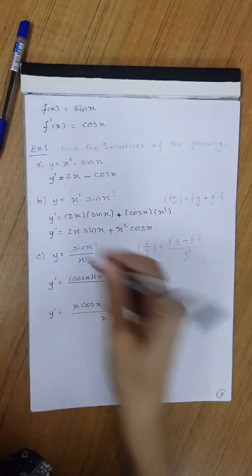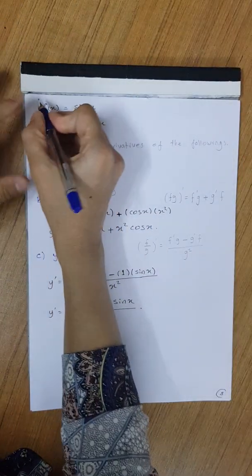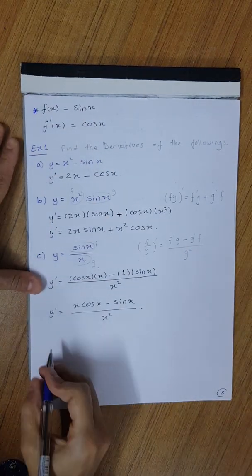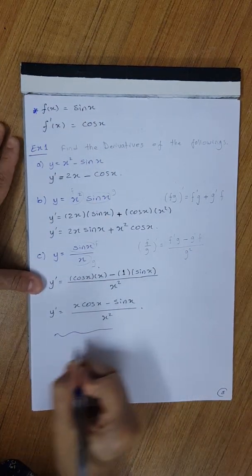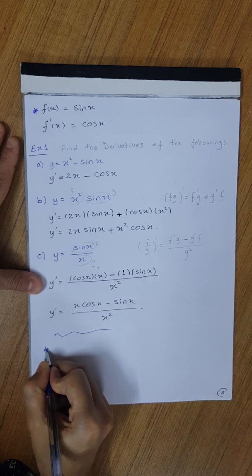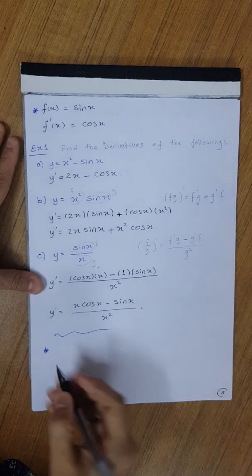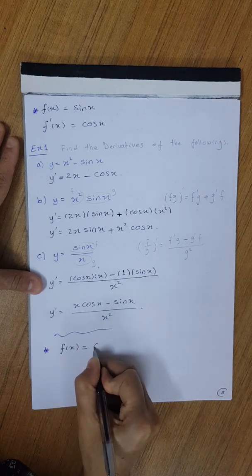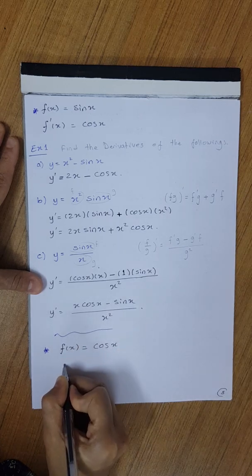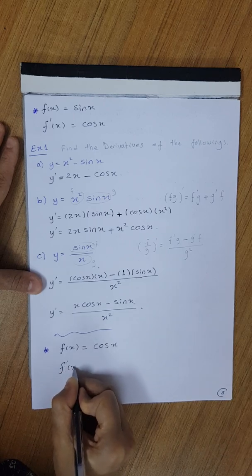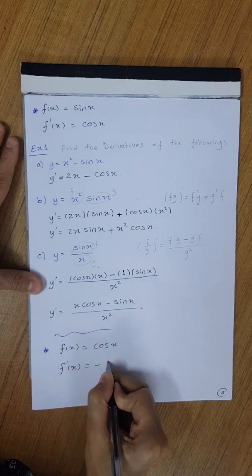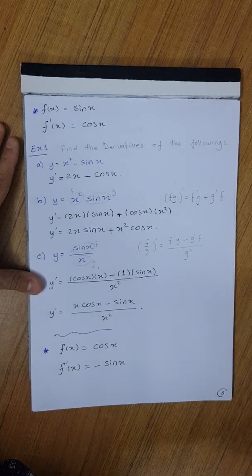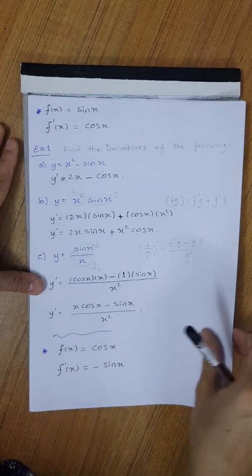So what have we studied? We have studied the derivative of sine function. Now we are coming to the derivative of cosine function. What is the derivative of cosine function? F of x, if it is given to you, that's equal to cosine of x. So f prime of x is equal to what? Is equal to minus sine of x. Let's do some examples on cosine also.